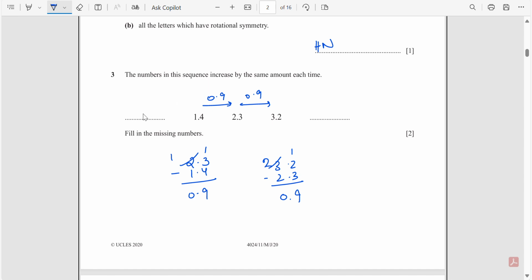So the number here should be 0.9 less than 1.4. So we're going to subtract 0.9 from 1.4. You get 0.5. And here, this number needs to be 0.9 more than 3.2. So you're going to add 0.9 here, and you get 4.1.